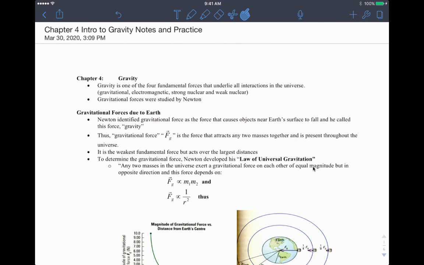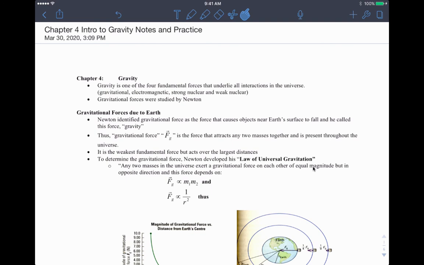Gravity is one of the four fundamental forces that governs the universe. In Physics 20, we only talk about gravity out of the four. You take Physics 30 and we'll study the electromagnetic, the strong and weak nuclear forces. They're all really fascinating. But essentially, those are the forces that govern the universe.